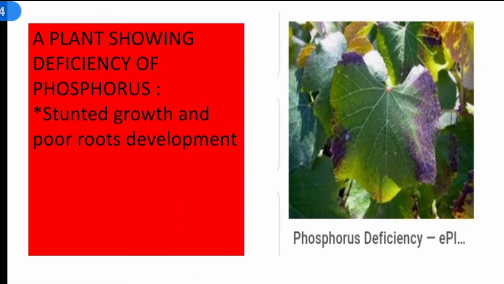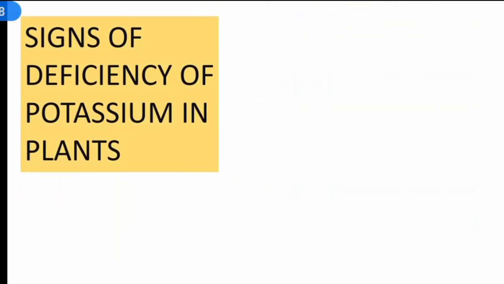Then generally it will show in the plant, like I said before, as stunted growth. One major thing about phosphorus is that it is also recognized by root development. If a plant is deficient of phosphorus, definitely the root will be poor. And if the root of a plant is not well established, of course that will generally affect the well-being of that plant. Of course, stunted growth, and the root, the fruit, the flowers and everything concerning that plant will be poor.